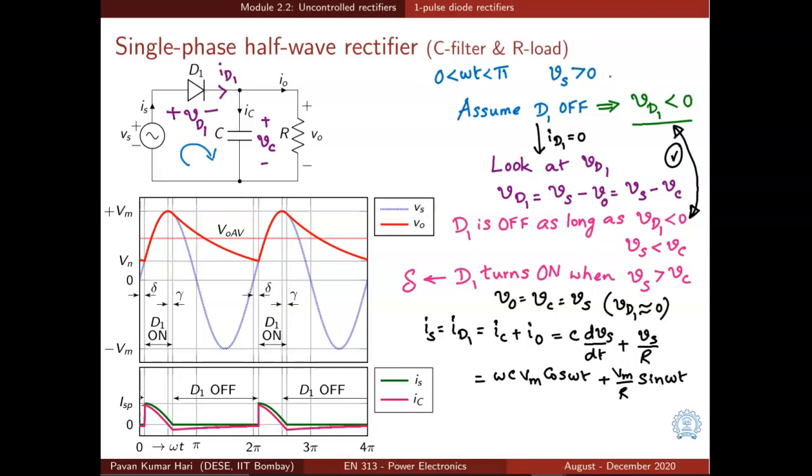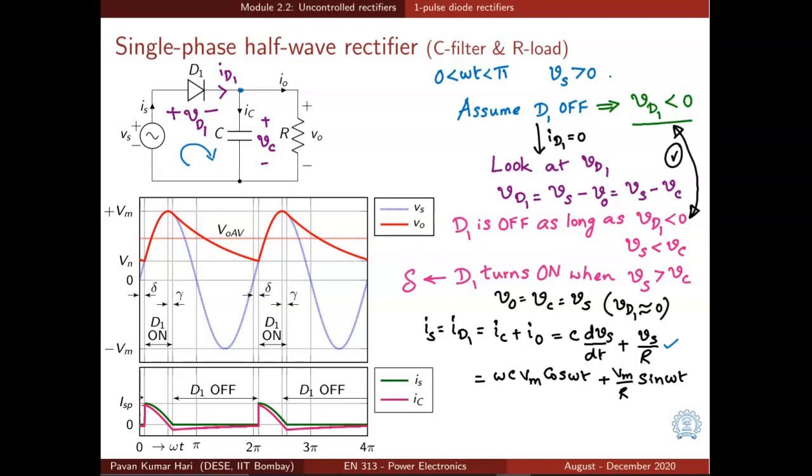And how does the source current look? Is is the same as the diode current. ID1 is IC plus IO. And what is IC? IC is C dVc by dt, that is nothing but C dVs by dt, because Vc is the same as Vs. And IO is nothing but VO by R, or Vc by R, which is the same as Vs by R. So the source current is the sum of the capacitor current plus the resistor current. The capacitor current is C dVs by dt and the resistor current is Vs by R.